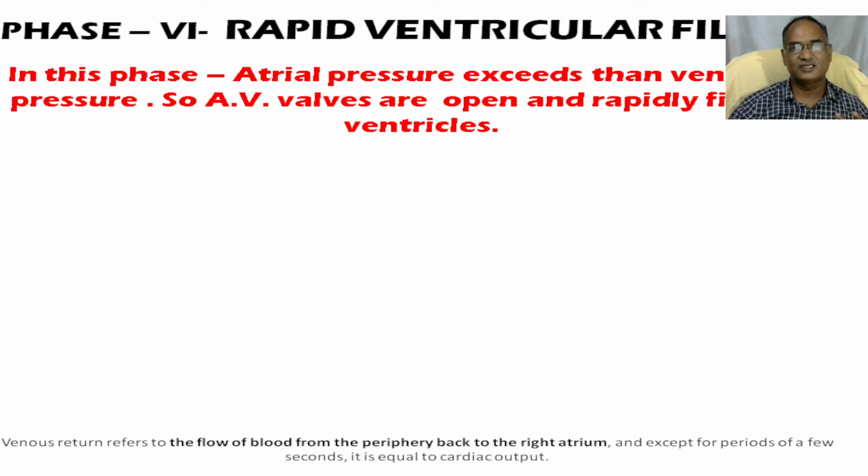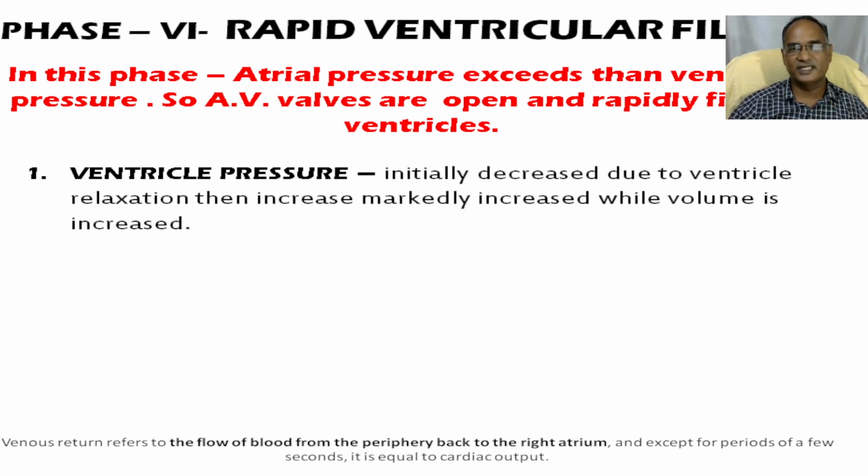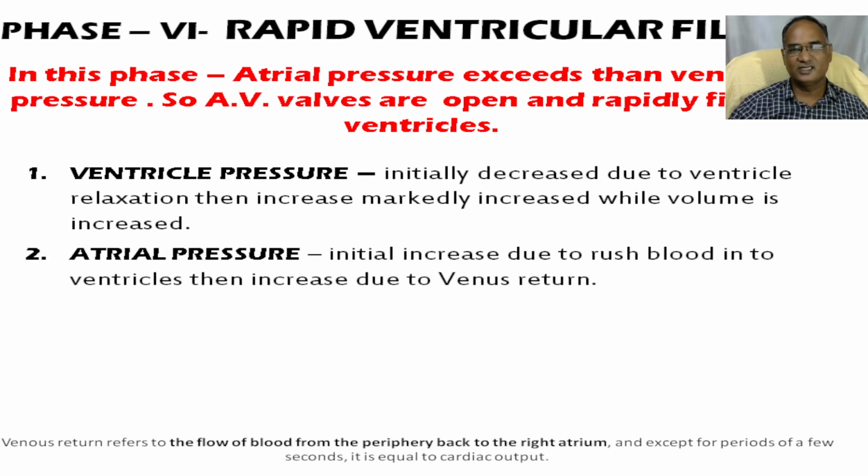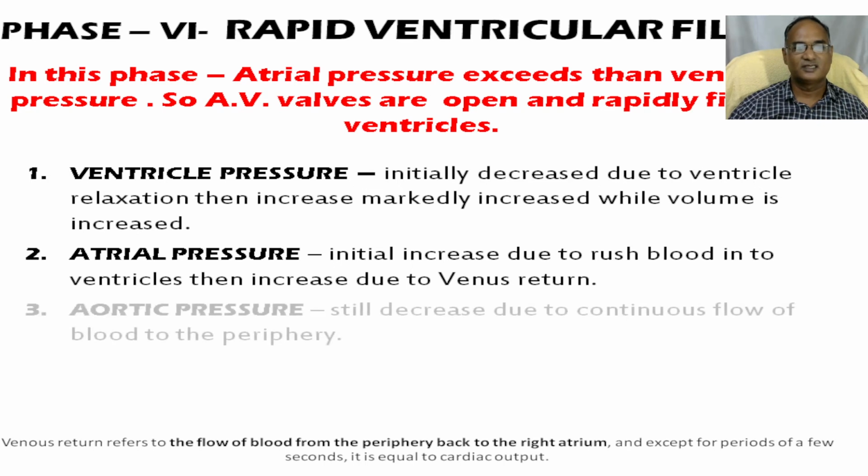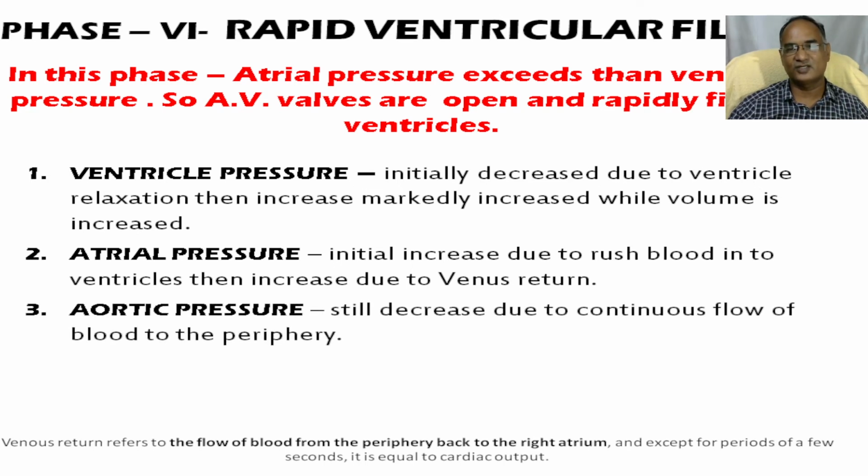After filling of the atria, the pressure exceeds the ventricle pressure. So the AV valves are open and rapidly fill both ventricles. Ventricle pressure initially decreases due to ventricle relaxation and then markedly increases due to refilling of blood from the pulmonary circuit and inferior and superior vena cava. And then atrial pressure initially increases due to the rush of blood into the ventricle and then increases due to venous return blood. And aortic pressure still decreases due to continuous flow of blood to the periphery.